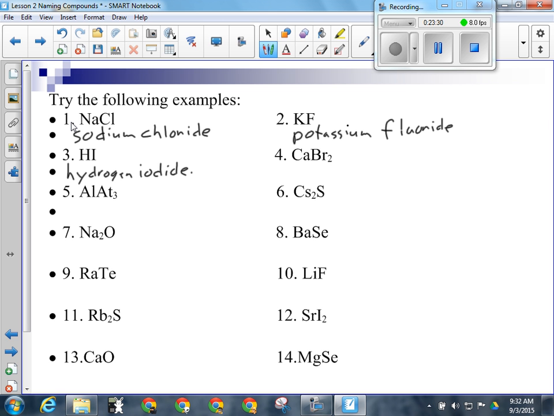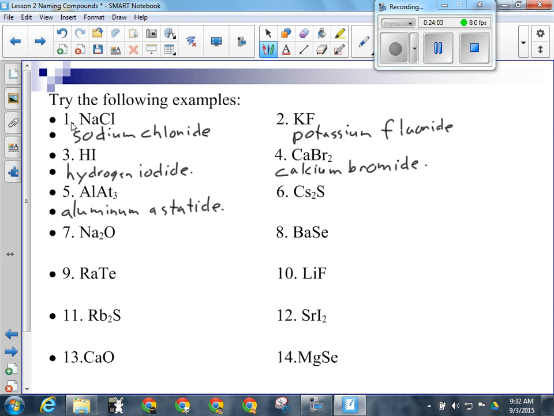Okay. All right, for number 4, I've got calcium and bromine. Okay, and again, this number 2 doesn't mean anything in my name because everyone knows that's the only way that those two things can go together. So this is simply calcium bromide. Okay, and then for number 5, I've got aluminum and I've got astatine. So this is going to be aluminum astatide.